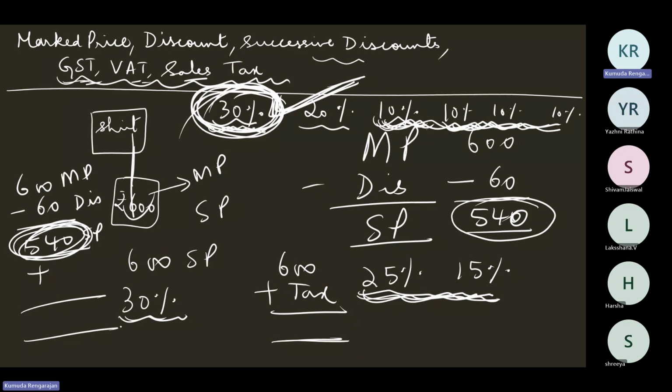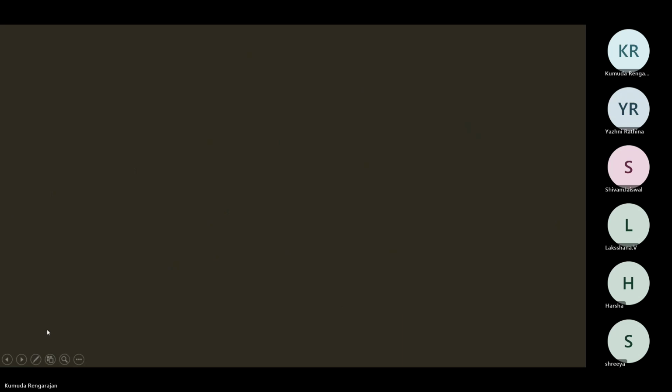So mark price minus discount is selling price. Discount, you can have a flat discount or two or more than two successive discounts. And then you have the different taxes: GST, VAT, sales tax. Yeah, let's see the first question.